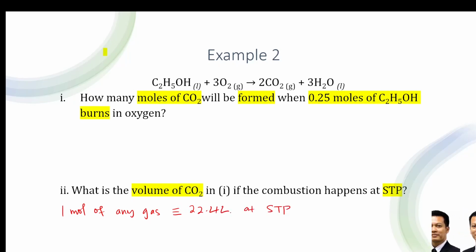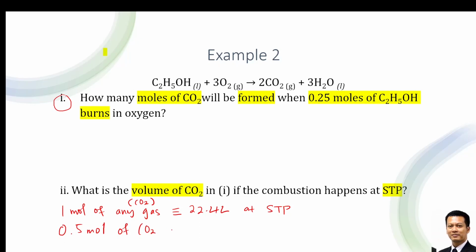STP refers to standard temperature and pressure, which is 0 degrees Celsius and 1 atm. Any gas here, because we are talking about CO2, so we are actually referring to CO2. We already calculated earlier that the mole of gas that you get from question number 1 is 0.5 mole of CO2 gas. So what is the volume? Again, X, because we don't know. We are going to calculate this one. What is the volume at STP?